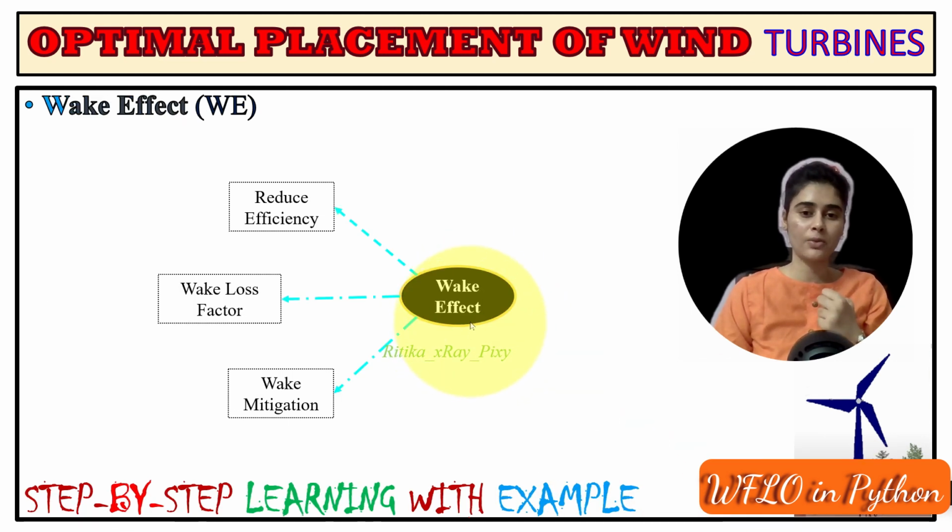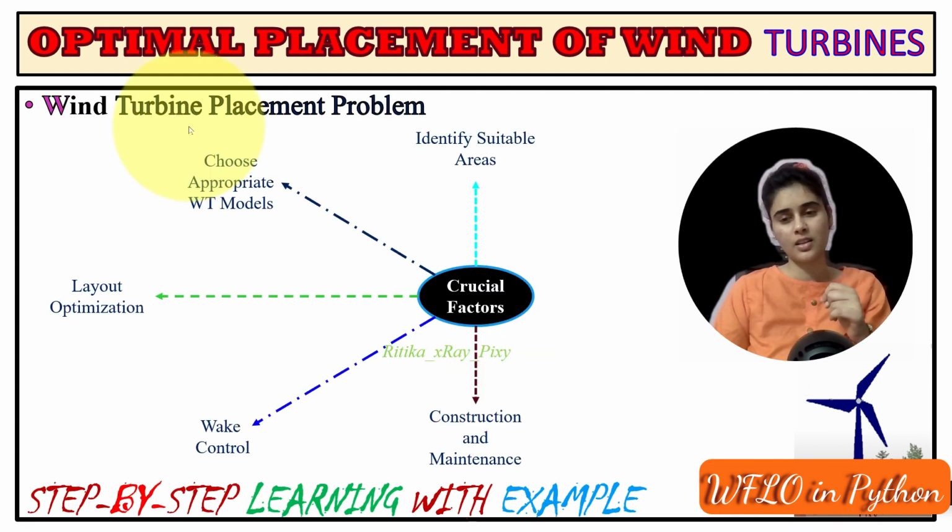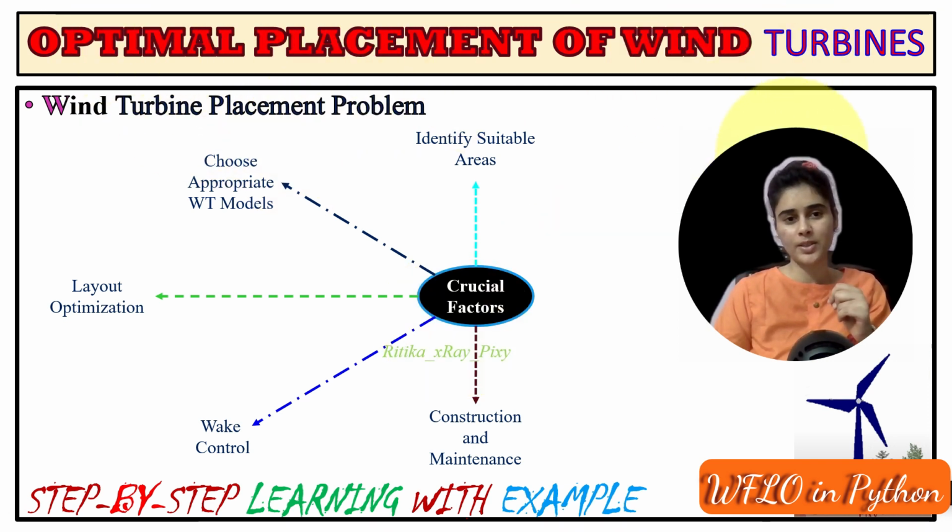Next we have the wake effect. It reduces the wind speed and increases turbulence. Next, for the wind turbine placement problem, there are different factors that should be kept in mind for the optimal placement of wind turbines so that they can generate maximum electricity at minimum cost. First, identify a suitable area for the wind farm that has continuous and strong wind patterns, and also keep in mind the construction and maintenance cost for the wind farm.